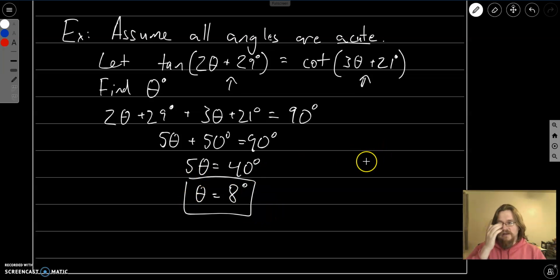And that's all there really is to these cofunctions. We just have this nice identity where plugging an angle and its complement into a function and its cofunction, you get the same thing.